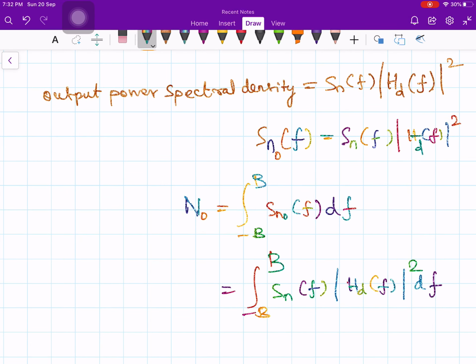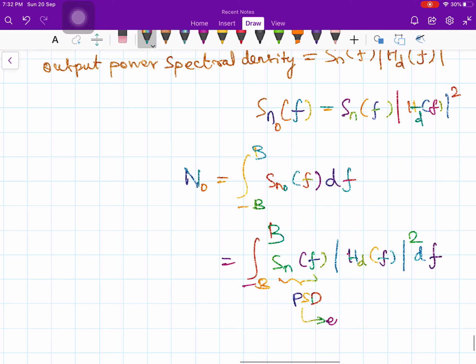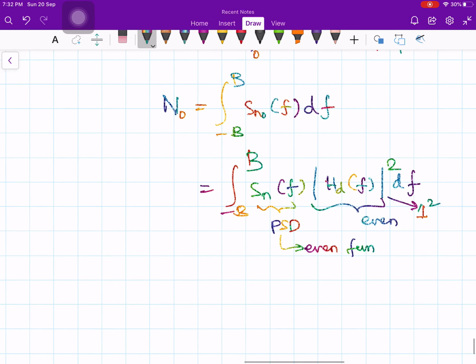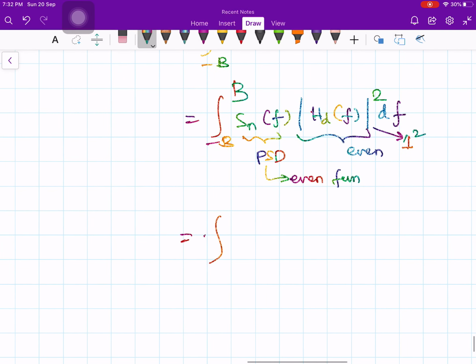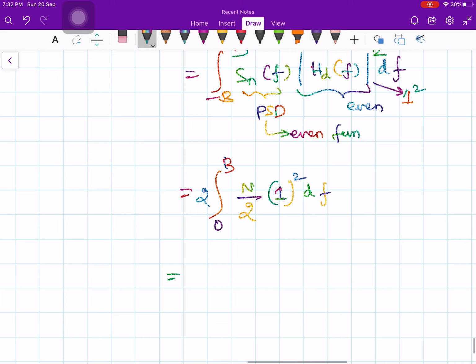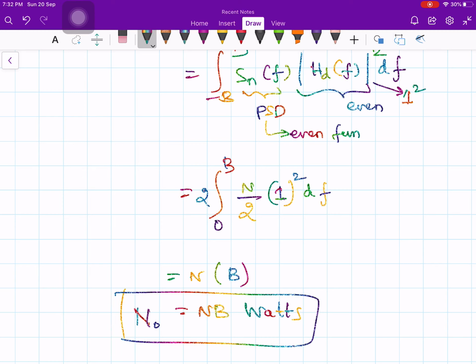This is a power spectral density, and we said the power spectral density is an even function. This magnitude function is also even. And what is the magnitude value? 1, so 1 squared. Let us substitute these values. Since it is even, I can write 2 times the integral from 0 to B, where Sn of f is N by 2 and Hd of f is 1, multiplied by 1, df. So the 2 gets cancelled, giving N times B, so NB watts. This is my output noise power.